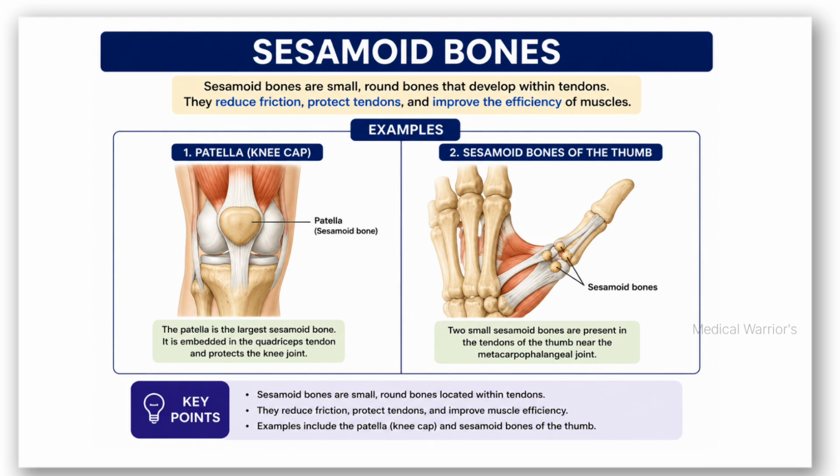And we can see the second one, that is the thumb. The sesamoid bones of the thumb. Two small sesamoid bones are present in the tendon of the thumb near the metacarpal joints.